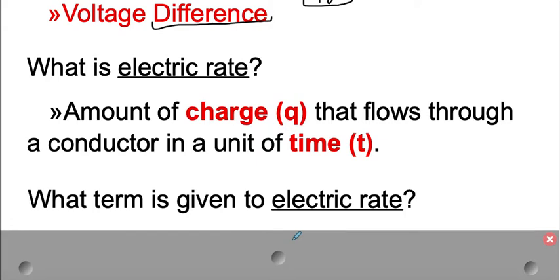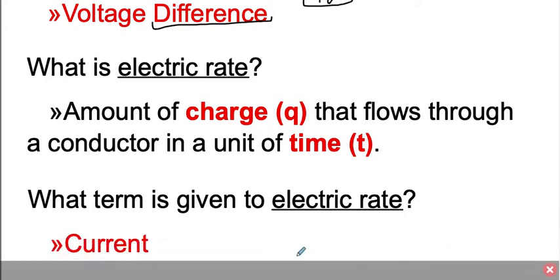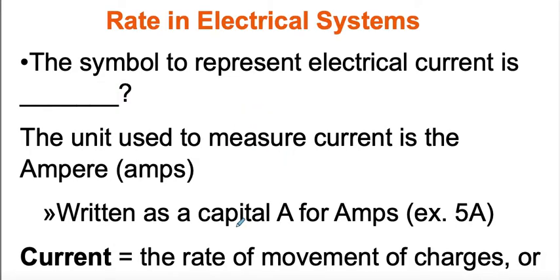So I'm going to jump all the way down to the end here. What is electrical rate? It's the amount of charge, given by Q, that flows through a conductor in a unit of time. We already talked about this as well in my explanation for electrical systems. But what term is given to electrical rate? That would be current. And current is measured in amps, or its amperage.